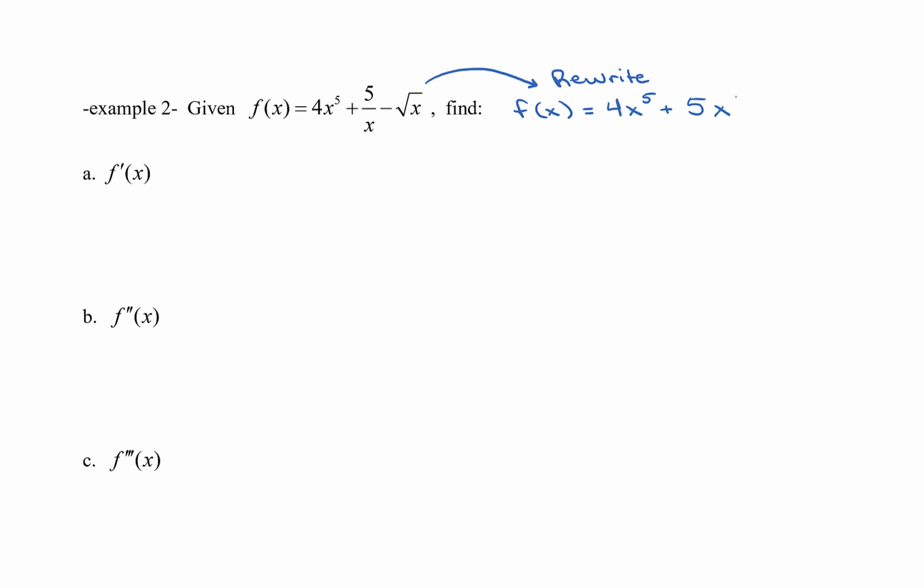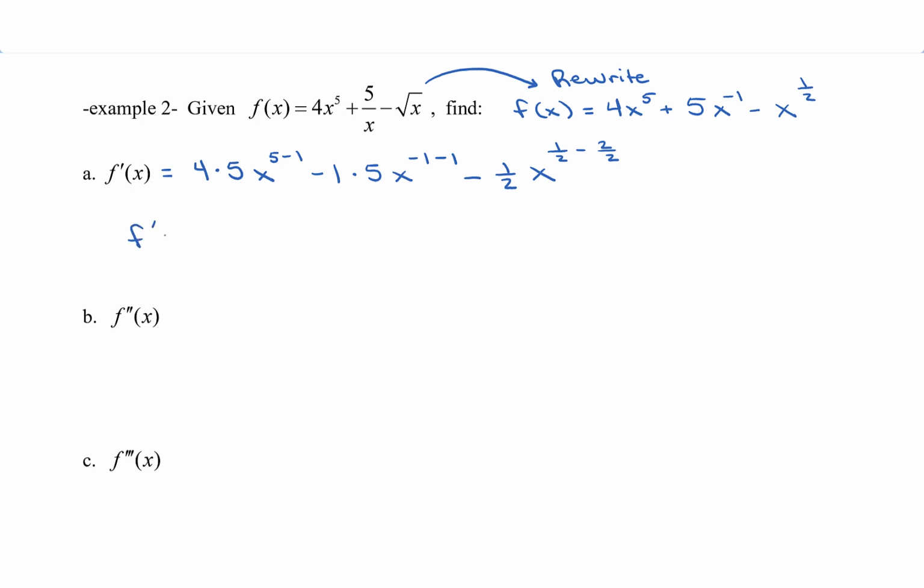In this case, f of x is going to be equal to 4x raised to the 5th power plus 5x raised to the negative 1 power minus x raised to the 1/2 power. If we take the derivative of this function, for the first derivative, f prime of x is going to be equal to 4 times 5 times x raised to the 5 minus 1 power, minus 1 times 5 times x raised to the negative 1 minus 1 power, minus 1/2 x raised to the 1/2 minus 2/2 power.